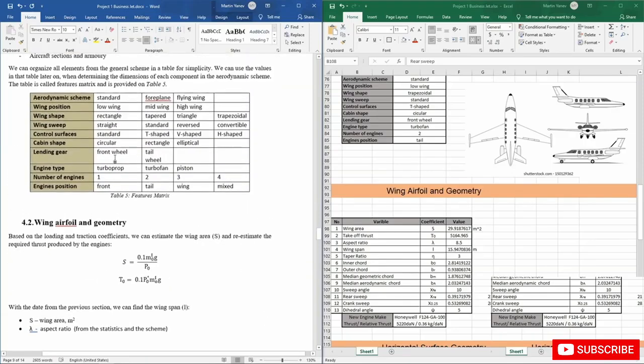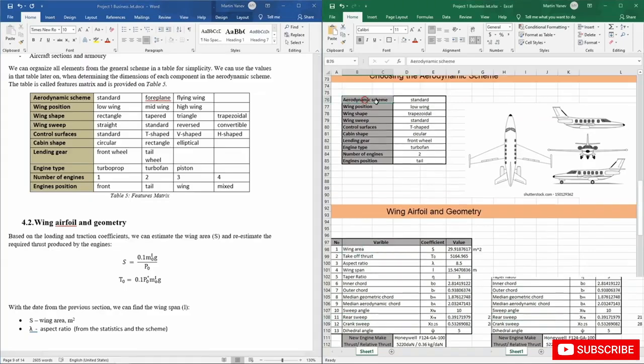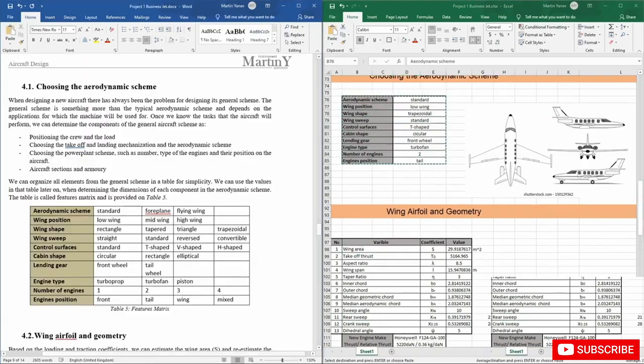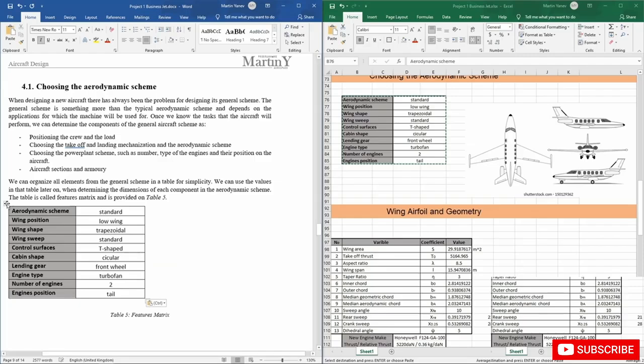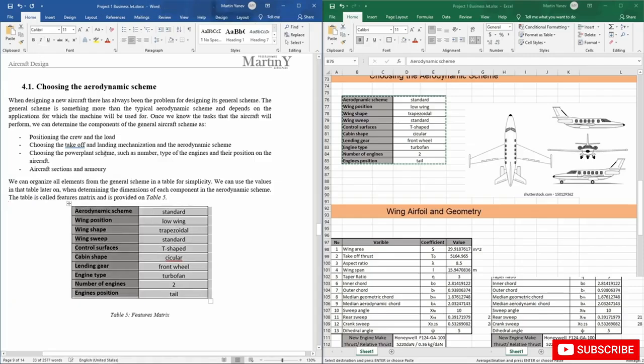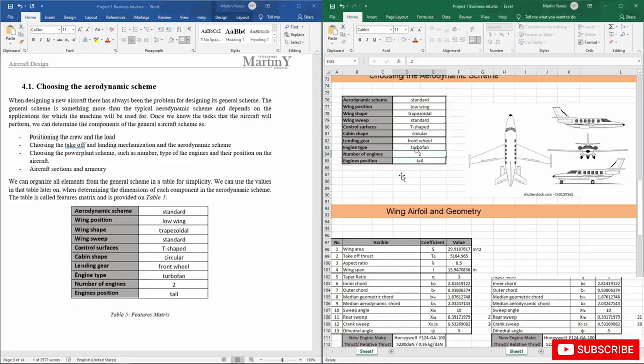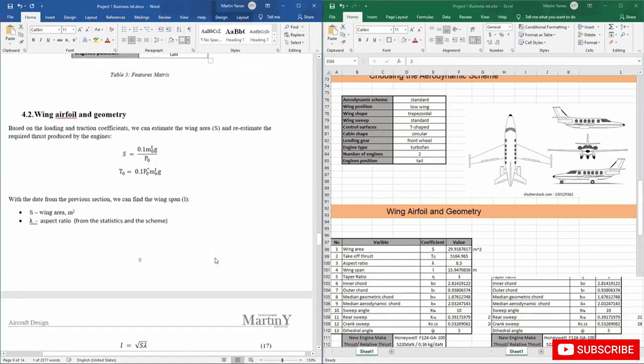But before ending for today, I will also copy this table and place it here. So I will remove this one, and I will simply place our table so we're aware of what we're using for our aircraft and what it is going to look like.